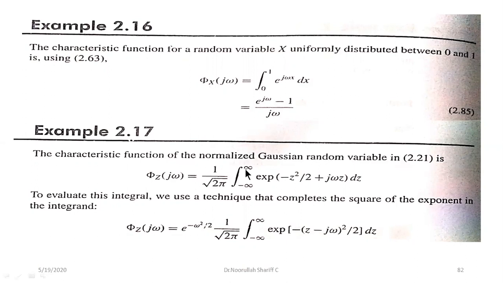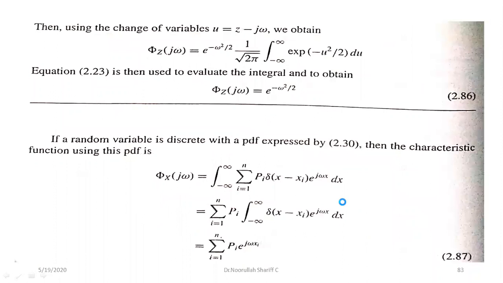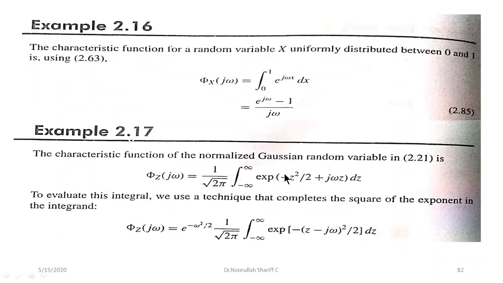For that, the Gaussian random variable PDF is exponential of minus z square by 2, and then we have exponential of j omega z for the characteristic function. So both of these are exponentials, and therefore the exponents are getting added up. If we evaluate this integral, we can find the value. To do that, you can just take out the value of e to the power of minus omega squared by 2 over here.